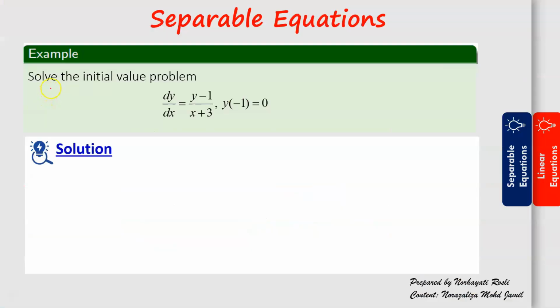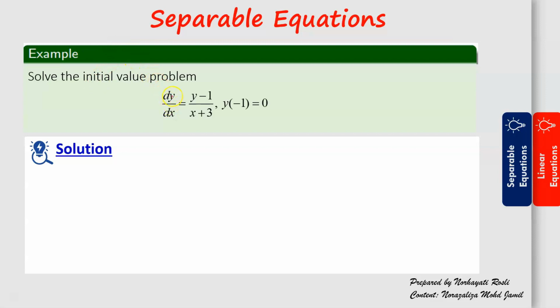Hi class, we go to the next example. Previously, you have learned how to solve ordinary differential equations using the separable method, but the problems had no initial condition. But now we want to solve the initial value problem, which means that you have an ordinary differential equation together with its initial value.